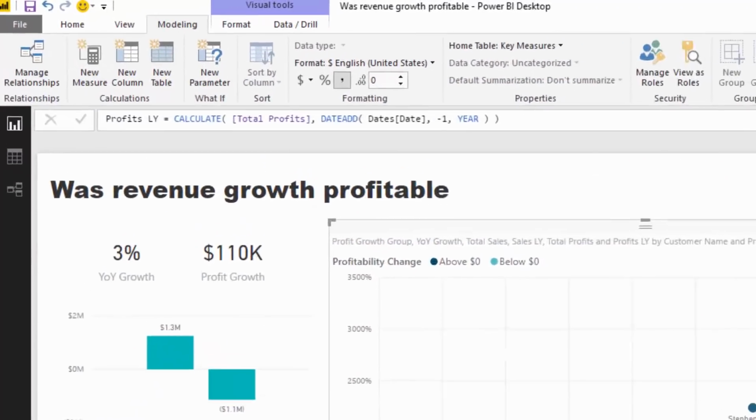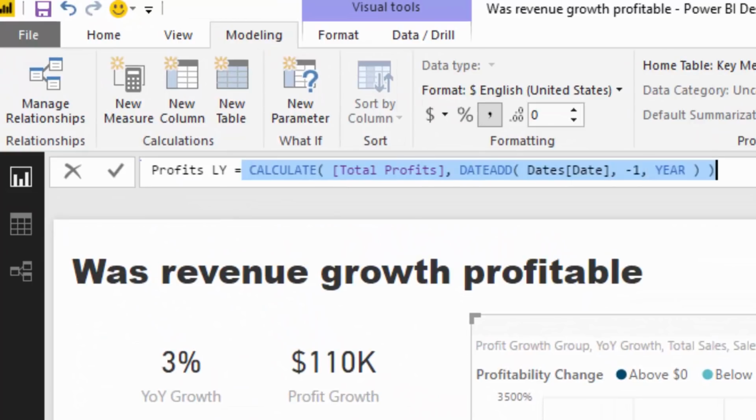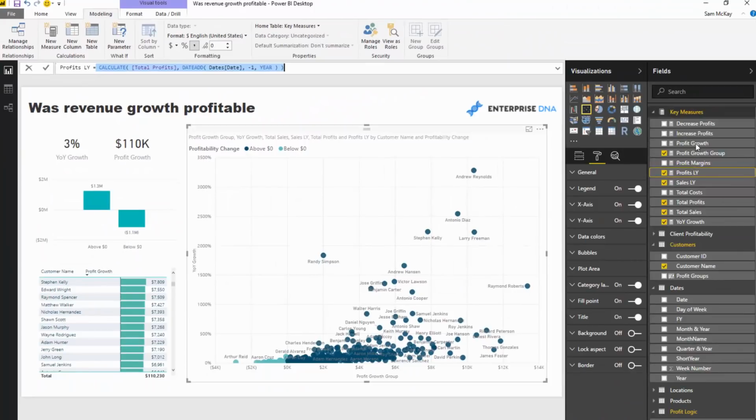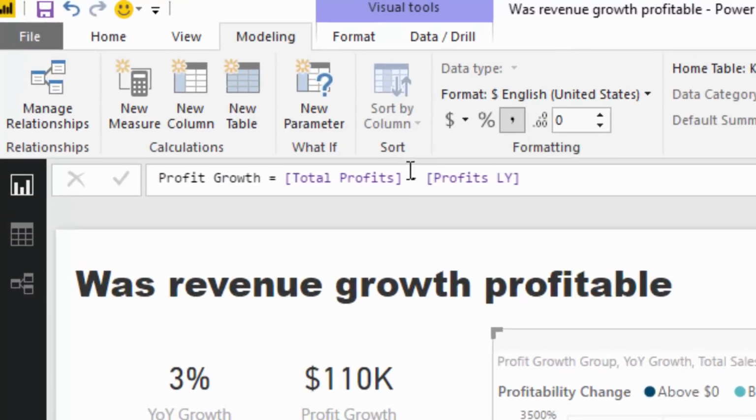Then we're going to jump to profits last year here. So we've got, again, I'm just using exactly the same pattern as I did in the last one. And then I'm jumping to profit growth here, which is going total profits minus profits last year.